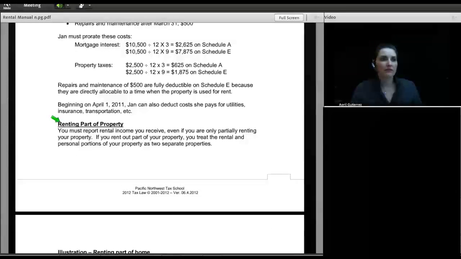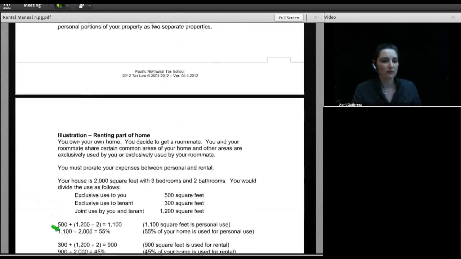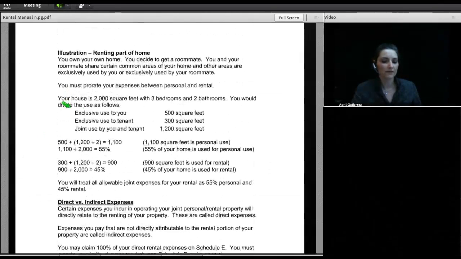Now that was an example of a home converted to rental property. What happens if you're just renting out part of your property, like a room? You must report rental income you receive even if you are only partially renting your property. If you rent out part of your property, you treat the rental and personal portions of your properties as 2 separate properties. And here's an illustration of renting out a part of your home.